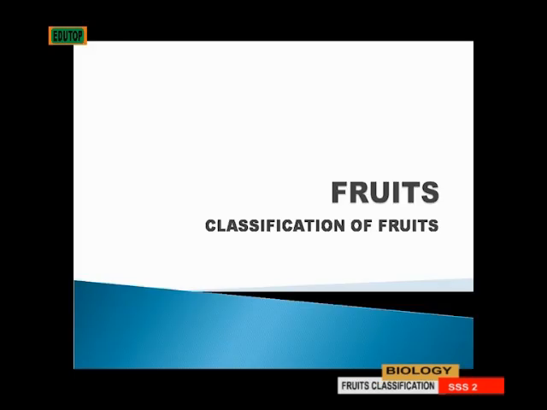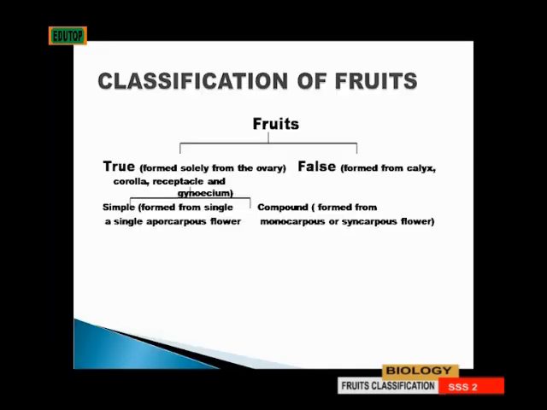Now, I'll be talking about the classification of fruits. Fruits may be classified according to how well the ovary wall, or what we call the pericarp, develops. If you want to classify how well the pericarp develops, it's divided into two: the true fruits and the false fruits.